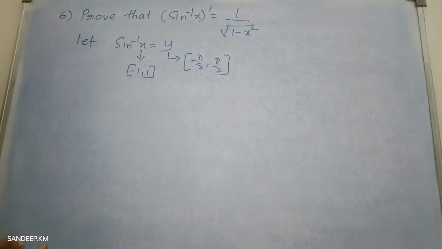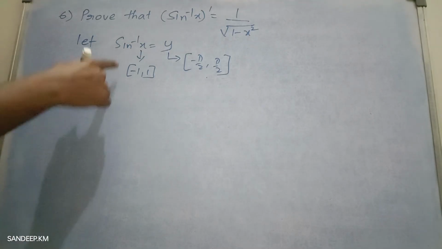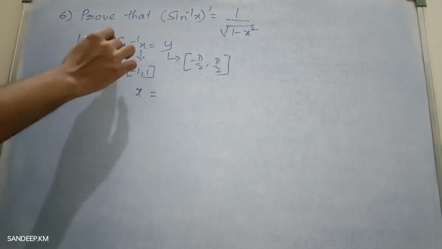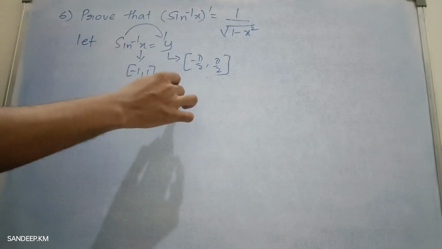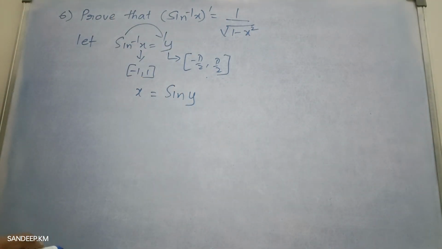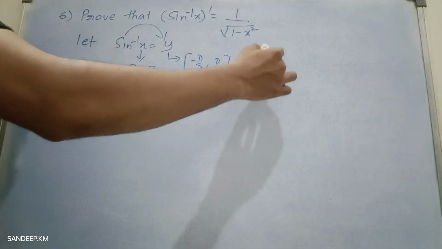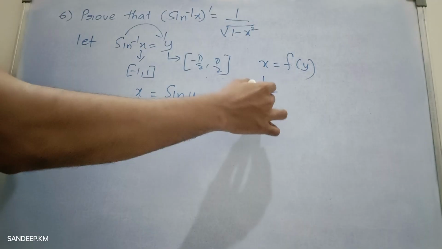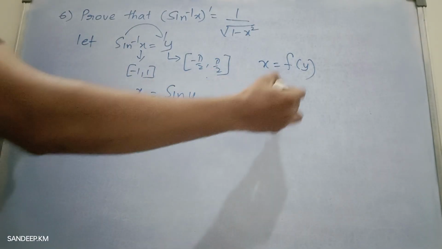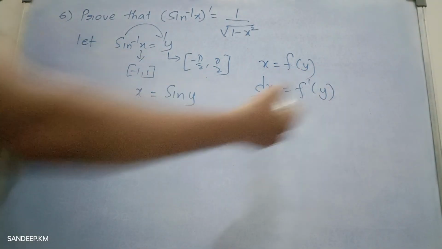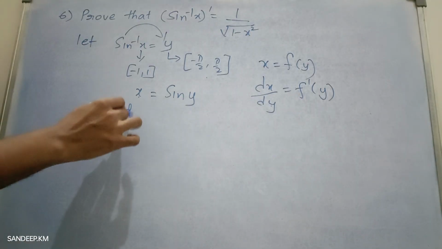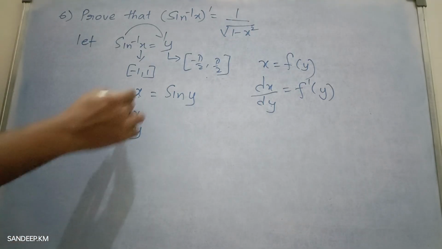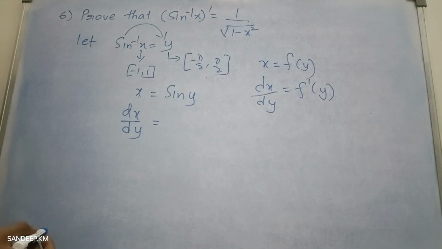Keep this in mind. Okay, so now, dear students, since sin inverse x is y, I can write x equal to, when sin inverse goes that side, it becomes sin y. So x is equal to sin y is in the form of x is equal to f of y, and we told you that dx by dy, derivative of x with respect to y, is f dash of y. Okay now, so therefore I am finding dx by dy first, and after that I will tell what is dy by dx. So dx by dy is equal to what?